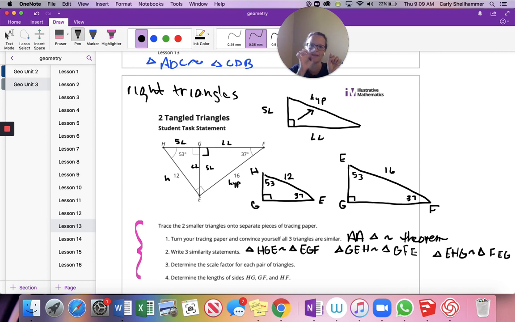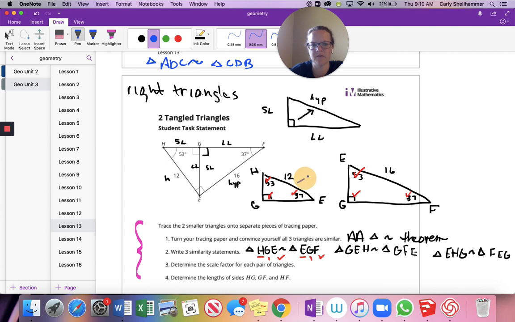As long as you track the same vertices, if I look at this one, let's change colors. That means that angle H is congruent to angle E, angle G is congruent to angle G, and angle E is congruent to angle F. All right, if we check that out: H is congruent to E, G is congruent to G, and E is congruent to F. We're just naming the congruent angles in the correct order. All right, now determine the scale for each pair of triangles.